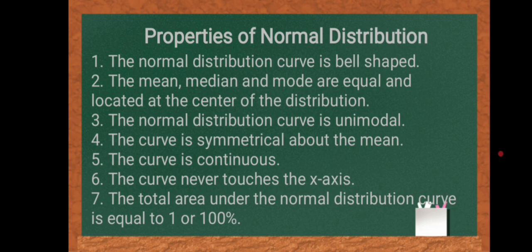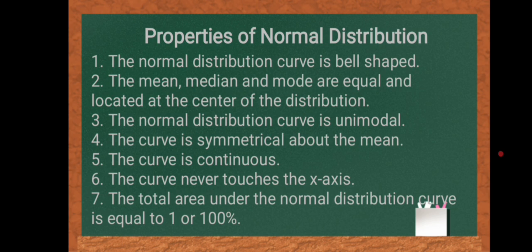Third, the normal distribution curve is unimodal. Unimodal means it has only one peak. This peak is where the mean, median, and mode are, the highest point on the graph. Fourth, the curve is symmetrical about the mean. The left side of the curve is a mirror image of the right side. This symmetry shows that data is evenly distributed around the center.